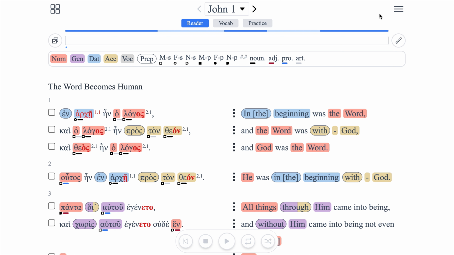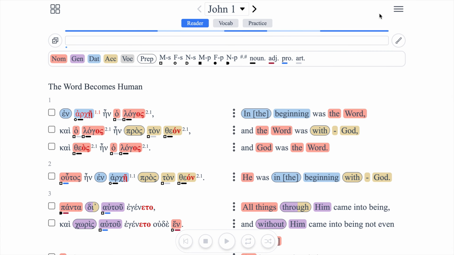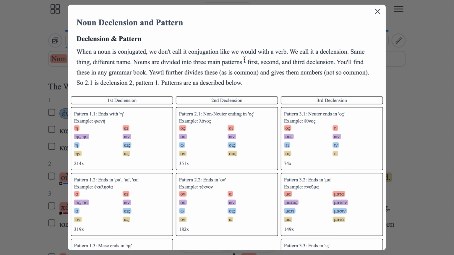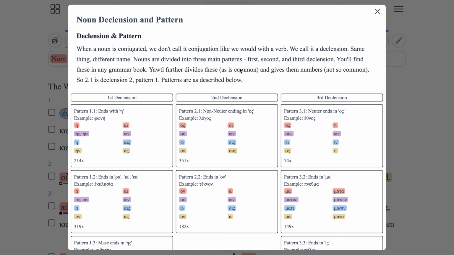How can we start creating a mental model of the other 9 patterns? If you look very closely, you'll see that there's a little superscript next to each noun. This superscript tells us which of the 11 patterns of 8 the noun follows. Archi follows pattern 1.1. Logos follows pattern 2.1. All 11 patterns can be found if we click on the 2 hashtags in the key. Here we can see all 11 patterns.